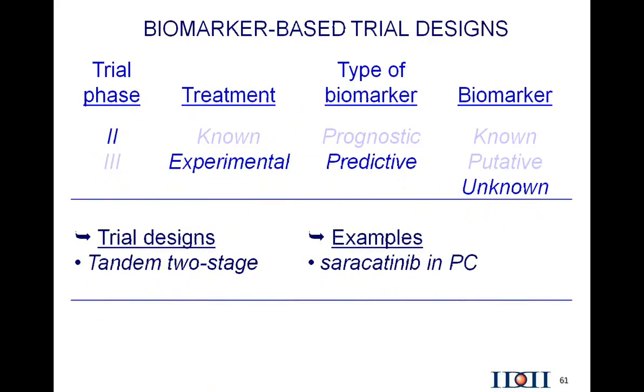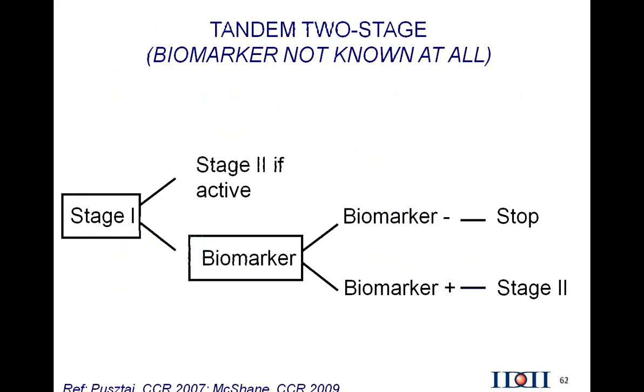Another type of design that can be used in phase 2, with an experimental treatment where the biomarker is not known at all, so we don't even know what biomarker to use and therefore cannot stratify for it, is a tandem two-stage design, an example of which is saracatinib in pancreatic cancer. Here the design is different. It starts with a two-stage design in all comers. If in all comers the drug has enough activity, the second stage proceeds. But if after the first stage the drug is not found to have enough activity to proceed in all patients, a biomarker is identified in all patients, and the trial is continued only in the biomarker-positive patients.